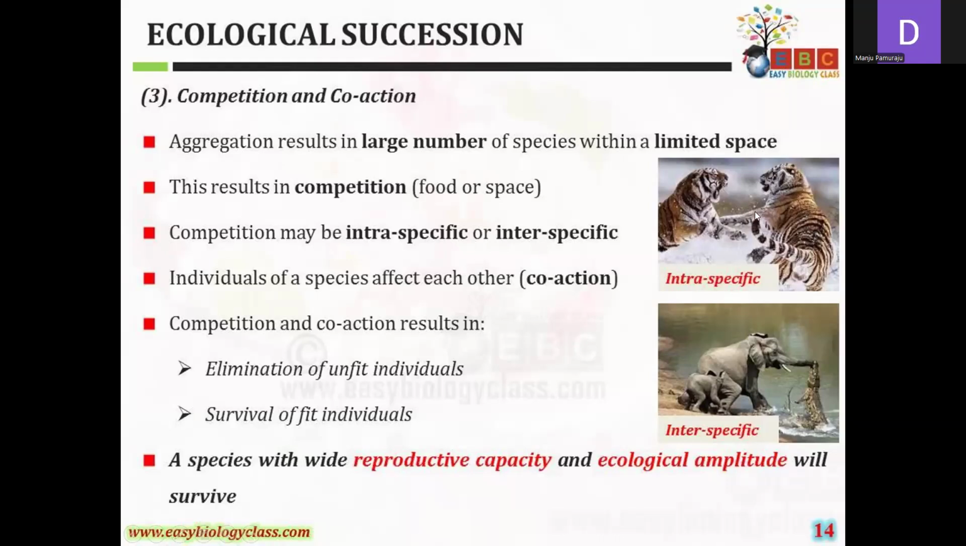For example, competition between tigers, or between different species. Individuals of the species affect each other, and that is called coaction. Competition and coaction result in the elimination of unfit individuals and the survival of the fit individuals. During this competition, organisms which are strong can survive, and those which are weak cannot survive, so they will be eliminated. A species with wide reproductive capacity and ecological amplitude will survive.